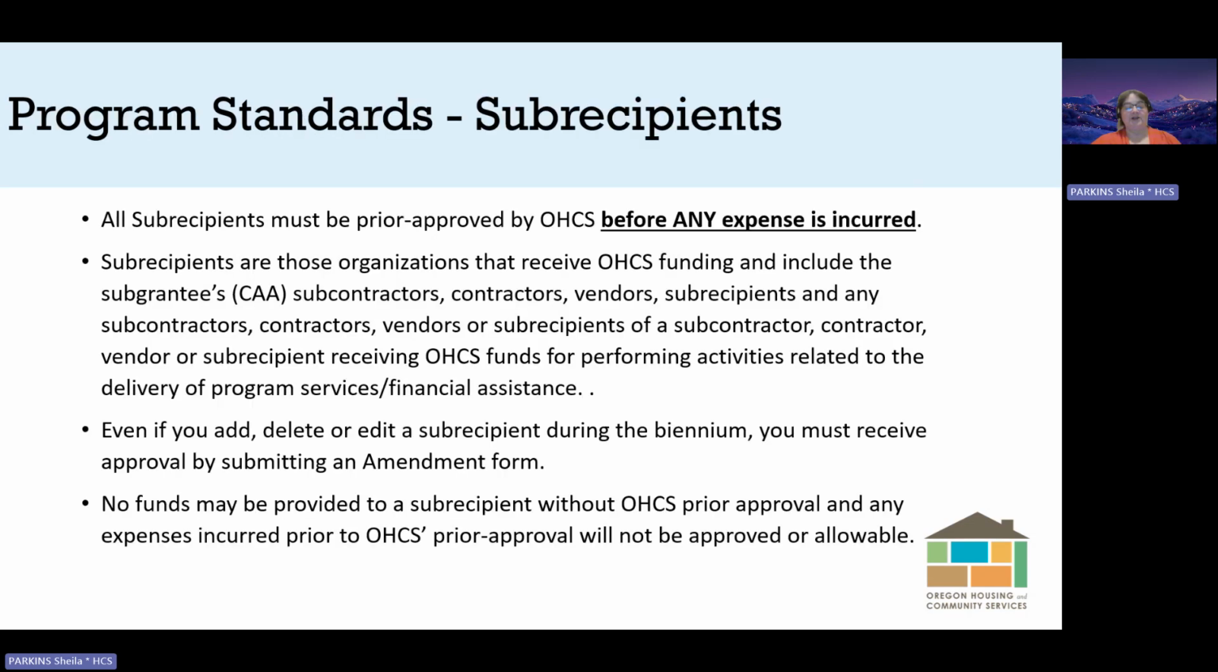As part of the general questions and subrecipient funding application, we asked you to identify your subrecipients. I want to cover some guidance around subrecipients as this is an area that comes up in our fiscal monitoring quite often. All subrecipients must be prior approved by OHCS before you provide the organization with any OHCS funds. This is true whether you are adding them at any time during the biennium or at the beginning of each biennium. You cannot provide OHCS funding to any organization that is not pre-approved by OHCS.